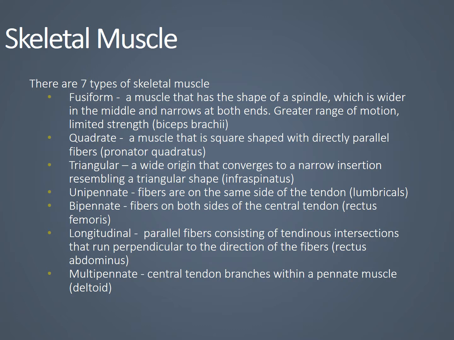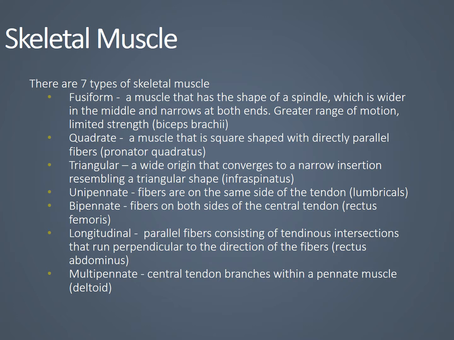Fusiform, which is a muscle that has the shape of a spindle, wider in the middle and narrowing at both ends, has a greater range of motion, but is limited in strength. Biceps brachii is a good example. Quadrate, a muscle that is square-shaped with directly parallel fibers. An example, pronator quadratus. Triangular, a wide origin that converges to a narrow insertion resembling a triangular shape. A good example of that is the infraspinatus.